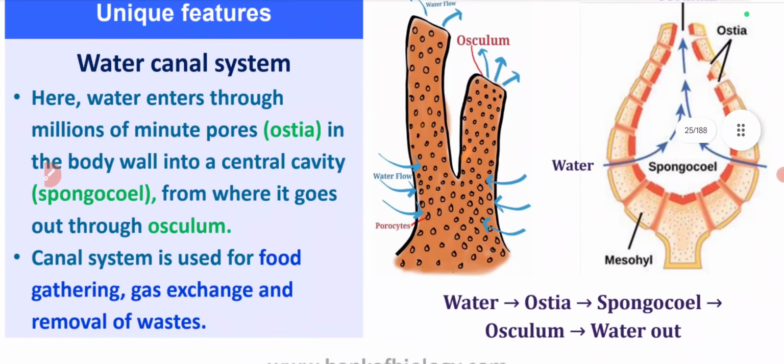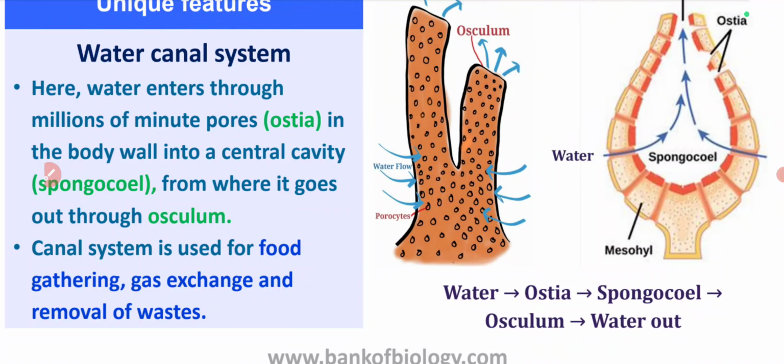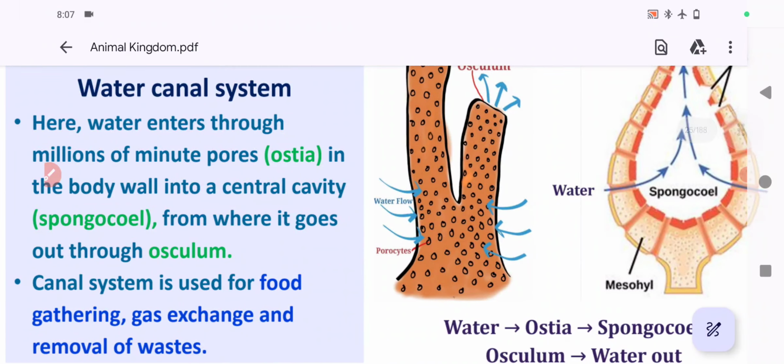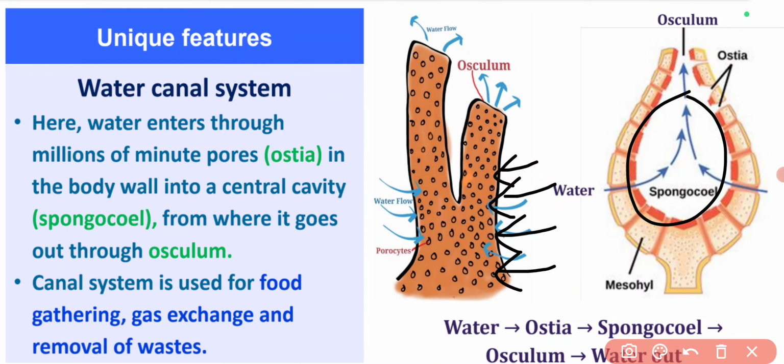Some unique features, that is the water canal system. Here water enters through millions of minute pores called ostia in the body wall into the central cavity, spongocoel, from where it goes out through the osculum. You can see in the diagram, the spongocoel is the body cavity, and it is also present in the body wall. Then water goes out through the osculum.